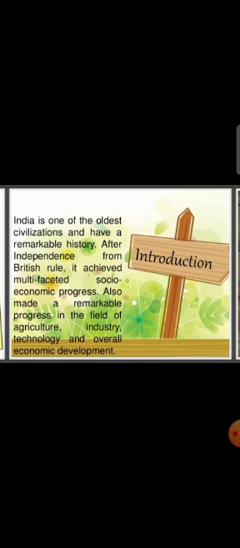India is one of the oldest civilizations and has a remarkable history. After independence from the British rule, it achieved multifaceted socio-economic progress and also made remarkable progress in the field of agriculture, industry, technology, and overall economic development.